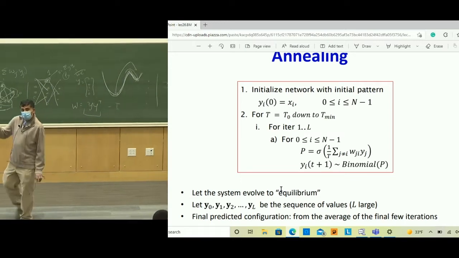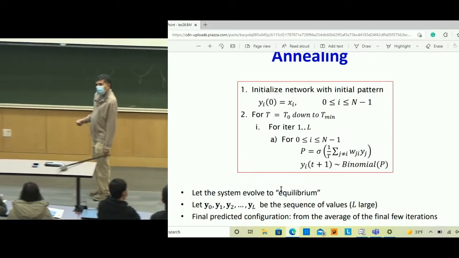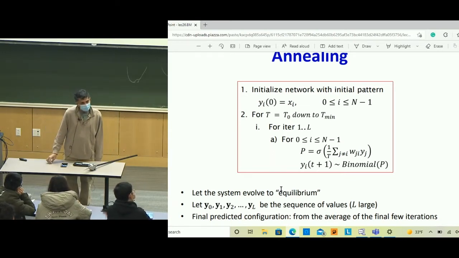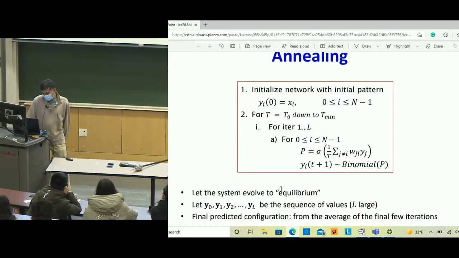So we have this notion of annealing, which is also drawn from physics, where you start off the system at some high temperature and you keep decreasing the temperature as the system evolves, just to escape local minima.